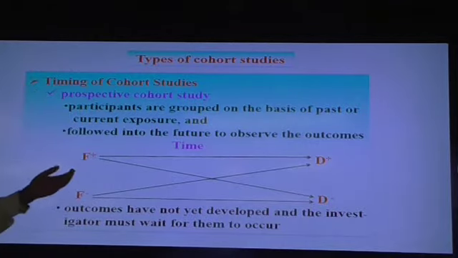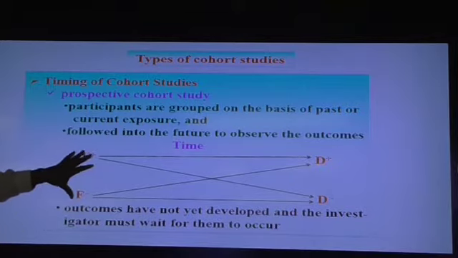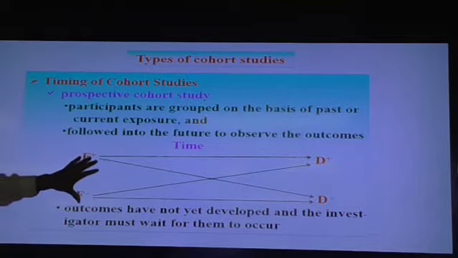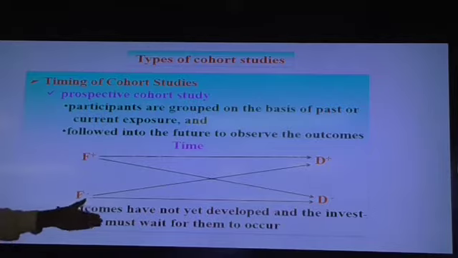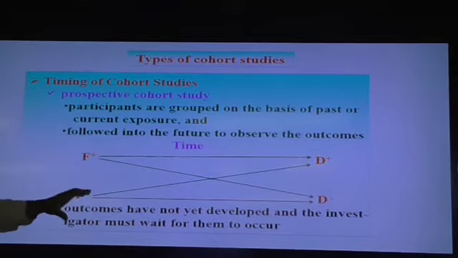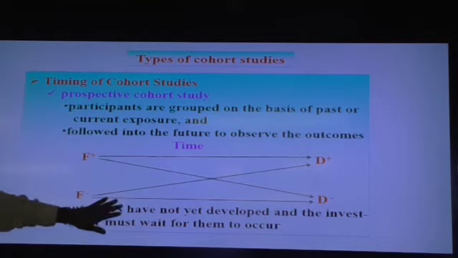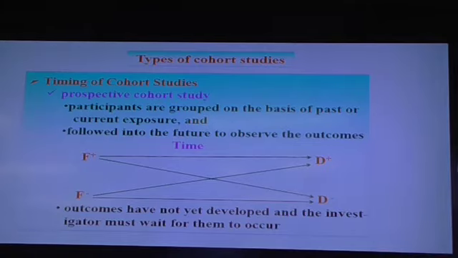That means, because you are following exposed and unexposed groups in real time, when the study started, the outcome had not yet developed. So the investigator has to wait for the outcome. That's what makes it prospective. Because by the time the study started, the outcome had not yet developed, and the investigator must wait in real time for the outcome.